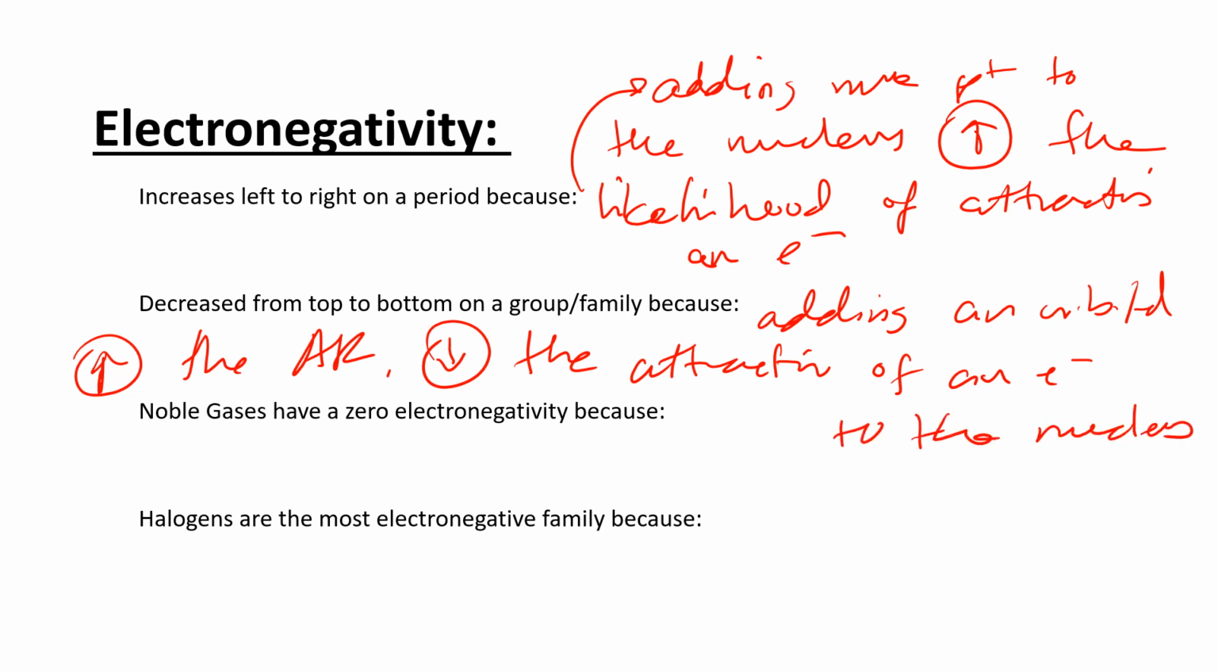So the next two I will verbalize, so please pay attention. Noble gases have zero electronegativity because they have a full valence shell, and halogens are the most electronegative family because on their valence shell, they are one short of a full valence shell.